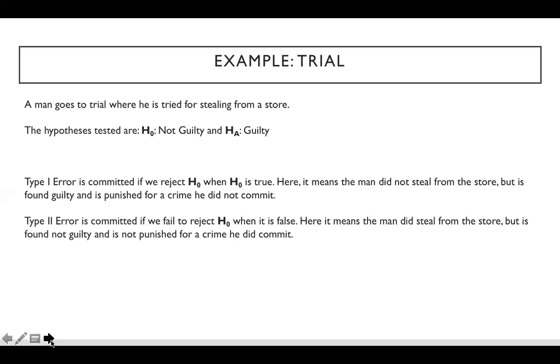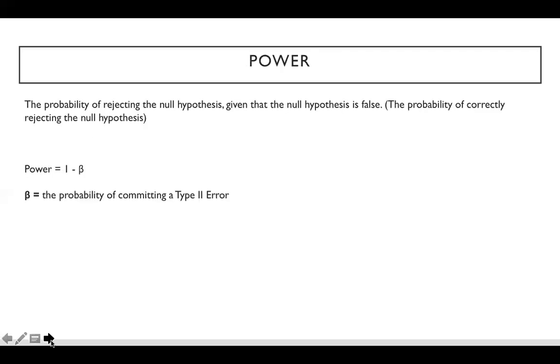All right, so power is the probability of rejecting the null hypothesis given that the null hypothesis is false. It's a little wordy, but it's the probability of correctly rejecting the null hypothesis. You can calculate power by taking 1 minus beta. And remember, beta is just the probability of committing a type 2 error.